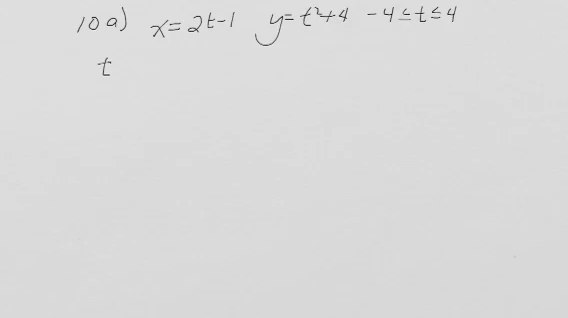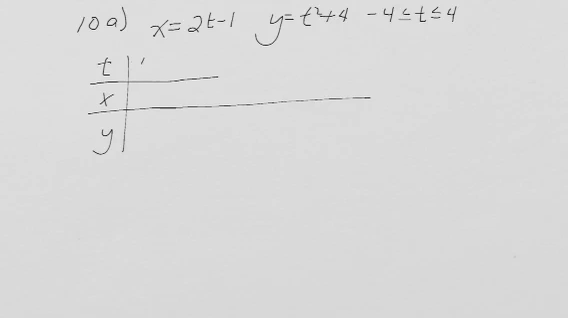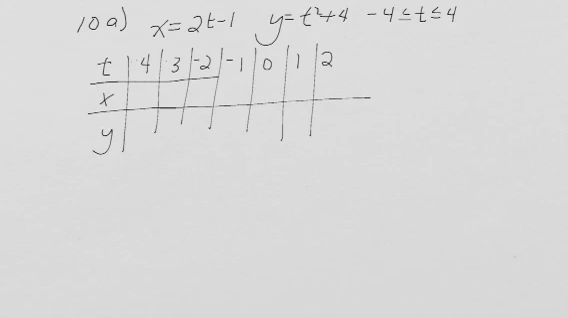So I'm going to do a table for t, x, and y. And t is going to go from -4, -3, -2, -1, 0, 1, 2, 3, and 4. Now, one thing that we could do is we could individually substitute these numbers into the equation for x and the equation for y by hand. That's not too bad. If I do 2 times -4, I get -8. -8 minus 1 is -9. But that can be timely.